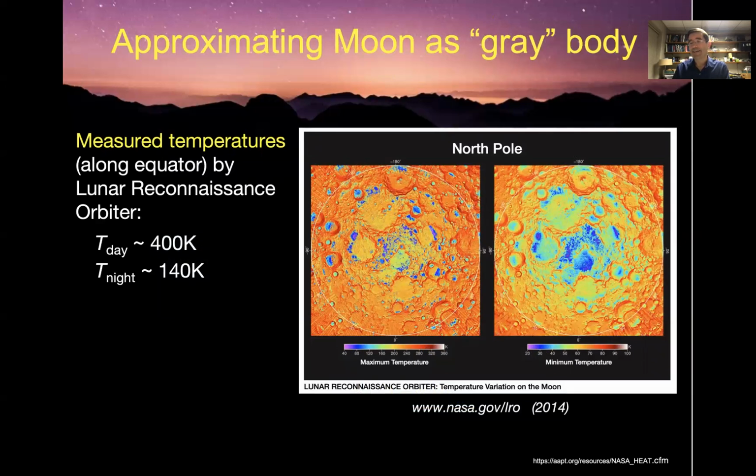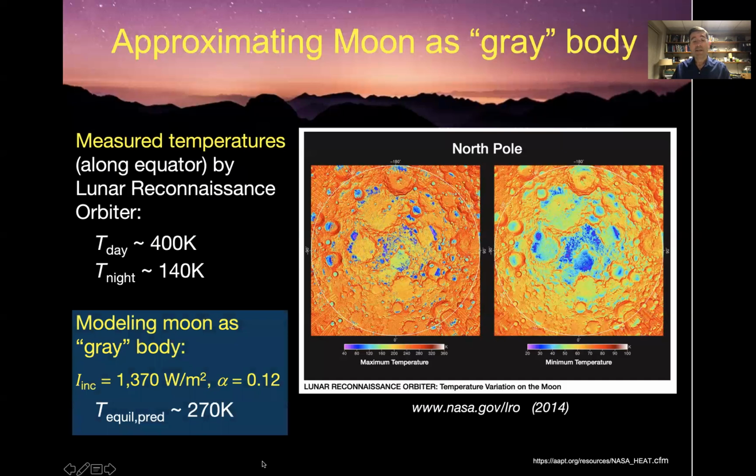The day and nighttime temperatures of the moon as measured by the orbiter, as you might suspect, vary quite a bit due to the nature that we have a 28-day rotation period for the moon. The differences between the day and night extreme temperatures are quite vast. Nonetheless, if we calculated an equilibrium temperature from our gray body approximation, what we get is a temperature that's in the middle between the day and nighttime extremes. That's not too shabby. For the moon, this works out okay.